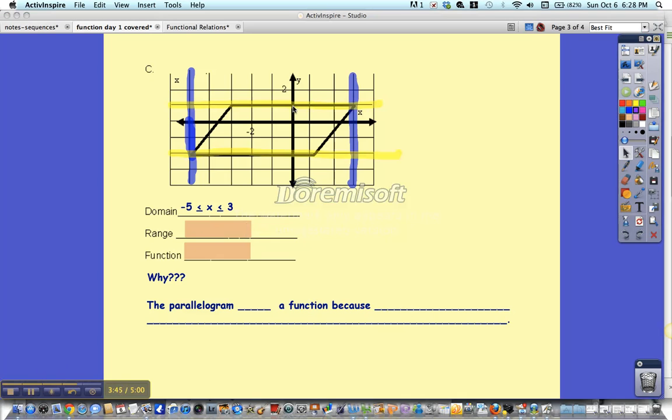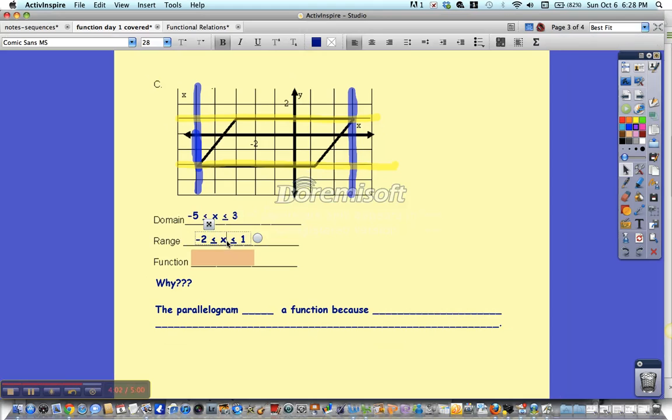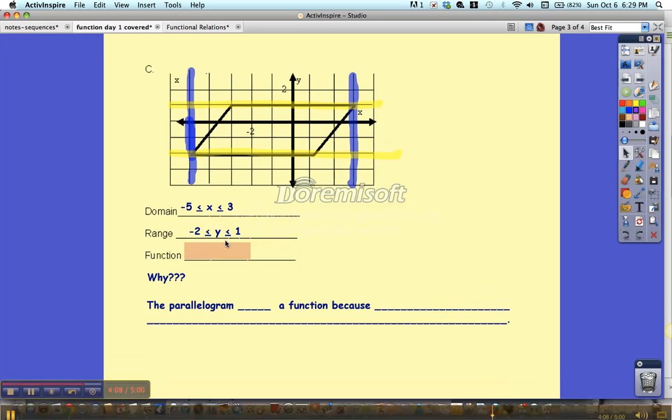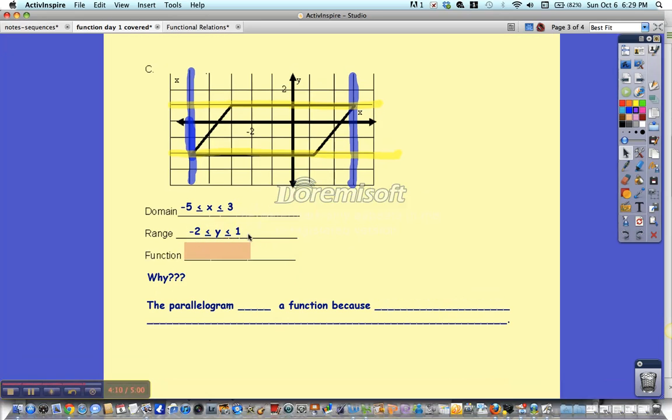Okay, so when we look here, this is my highest y value and this is my lowest y value. So I know that y needs to go from positive 1 continuously down to negative 2. So my range is going to be negative 2. Ay, Dios mío, I accidentally wrote x. Negative 2 less than or equal to y less than or equal to positive 1. Any number in between negative 2 and positive 1 is part of my range.